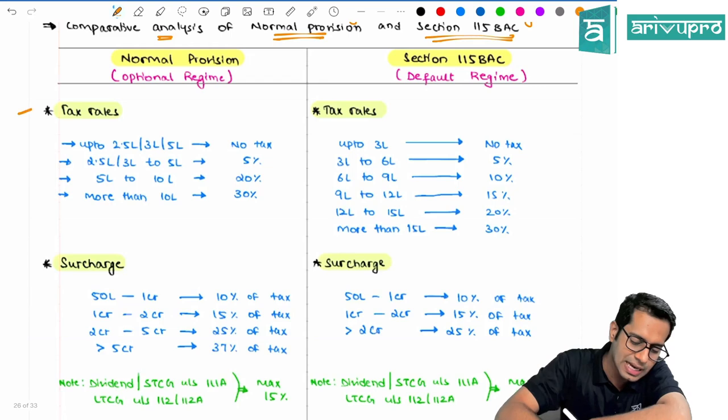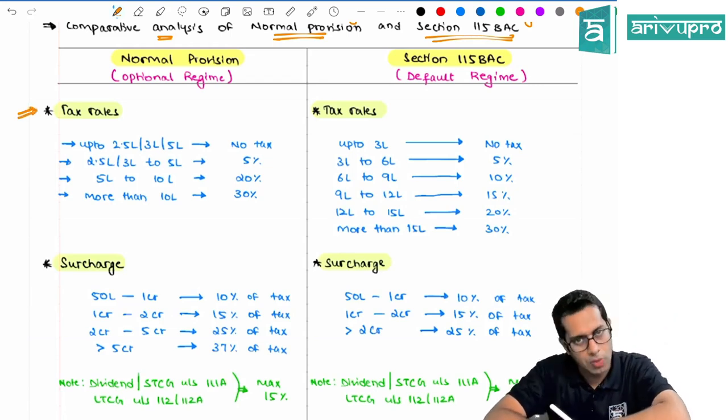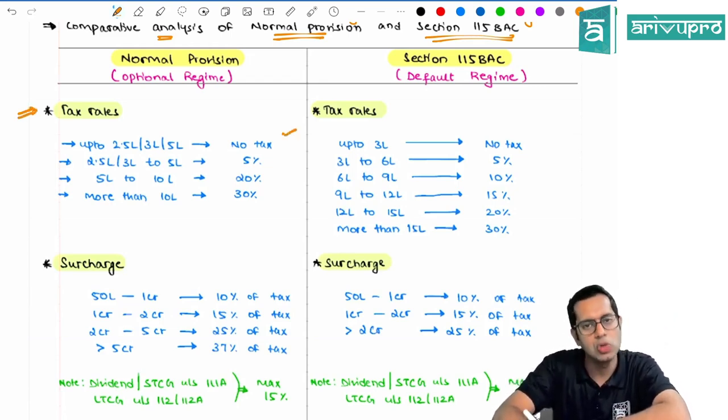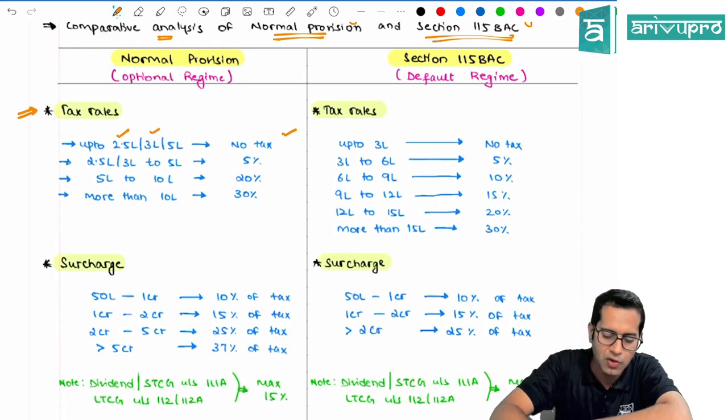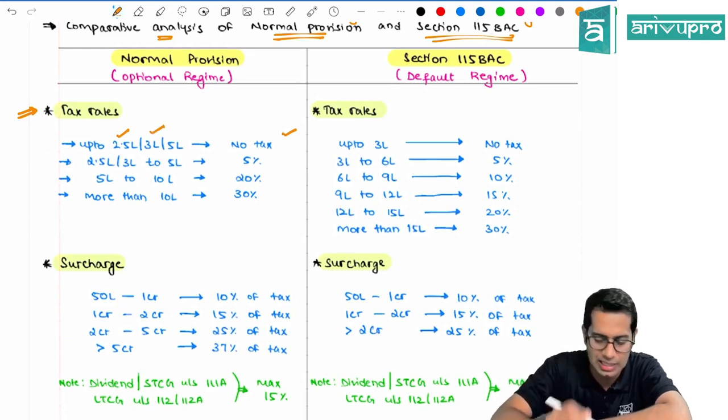Now, what is the tax rate under normal provisions? Under normal provisions, up to 2.5 lakhs, you don't have to pay tax. Up to 2.5 lakhs in normal cases, and if you are a senior citizen, then the basic exemption limit is 3 lakh rupees for you.